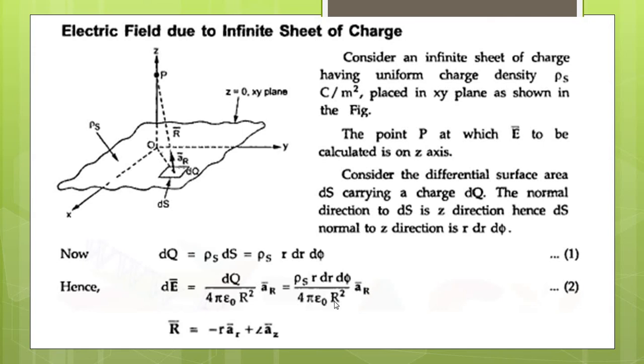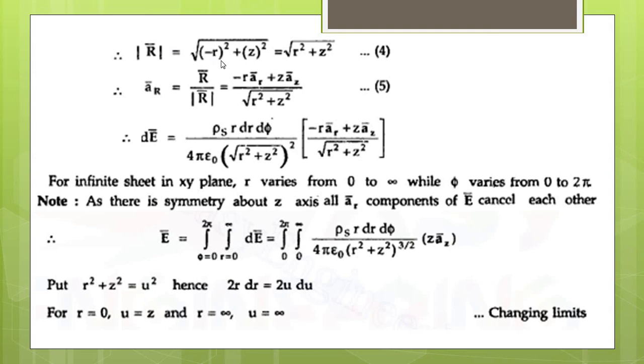Now from the diagram, R is equal to minus r ar plus z az. You can see the directions here. r is coming in this direction, z is going in the upward direction. So this R will be equal to minus r ar plus z az. So to find the magnitude of R, we have under root of minus r whole square plus z square. So that is under root of r square plus z square. Next, find the unit vector aR, which is equal to vector R divided by its magnitude. That is minus r ar plus z az by under root of r square plus z square.